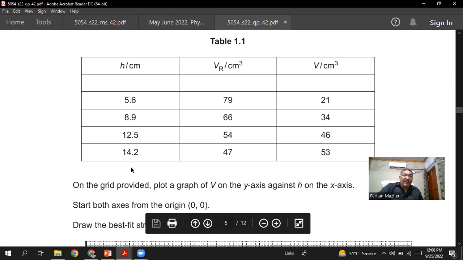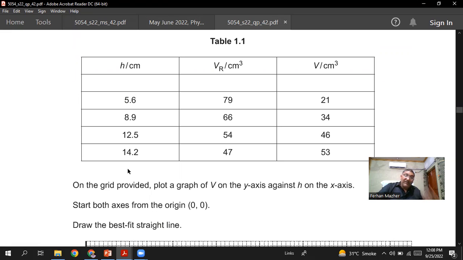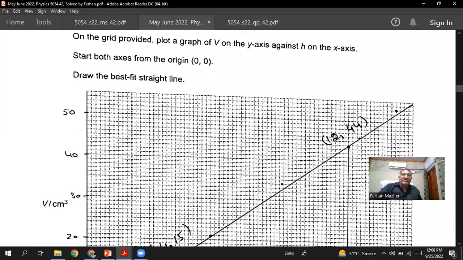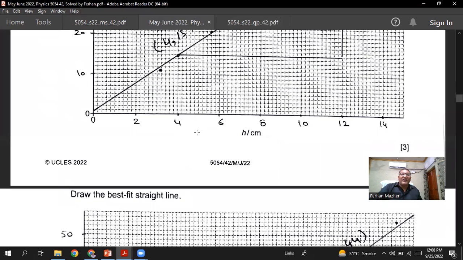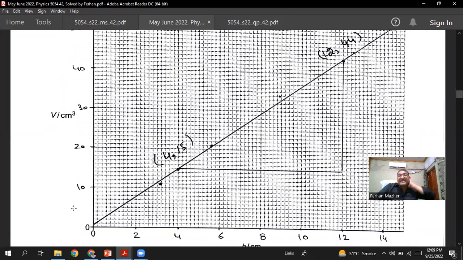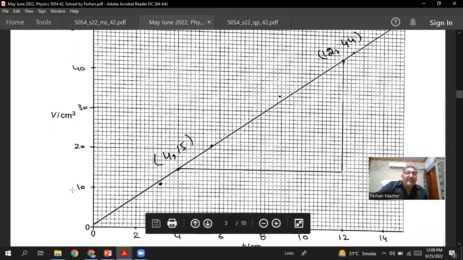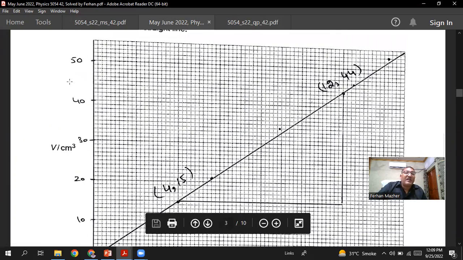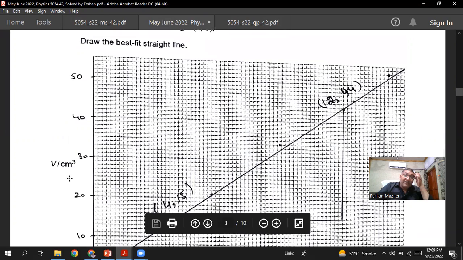The values of H are going up to 14 on the x-axis. The values of the V are going to 53, approximately 60. So let me show you. First of all, on the x-axis, the H is shown, that's in centimeters. So I will write here 2, 4, 6, 8, 10, 12, 14. I will label this also. And on the y-axis, we will represent the V. That will be 10, 20, 30, 40, and 50. That's volume in centimeter cube.